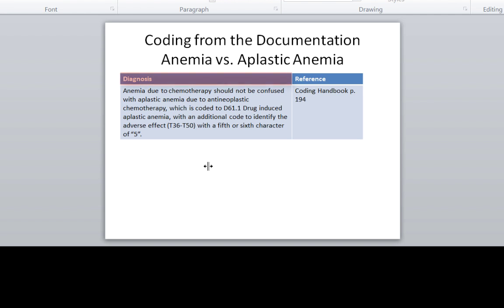And don't forget that anemia due to chemo is not the same as aplastic anemia due to chemo, which is coded to a specific D61.1 code.